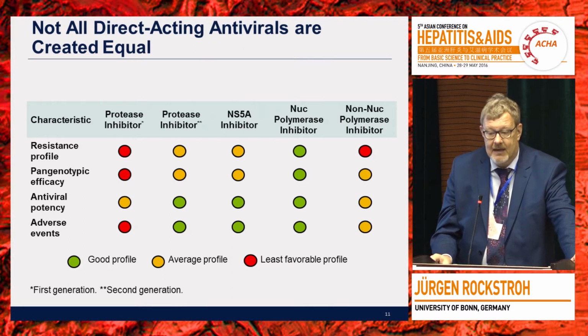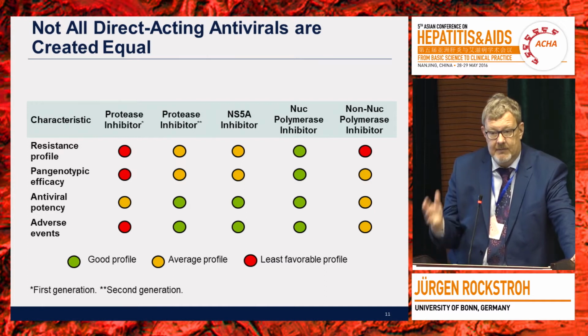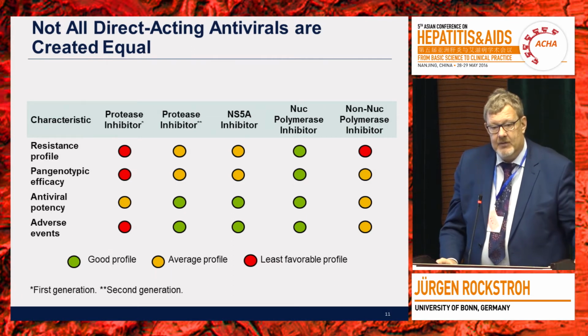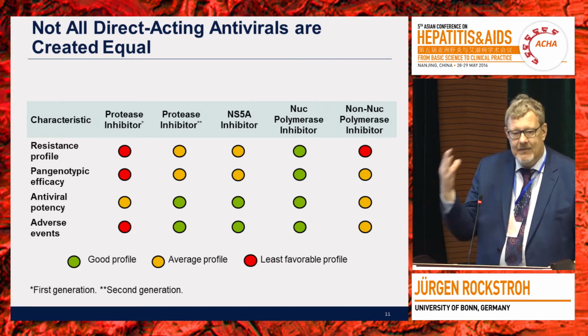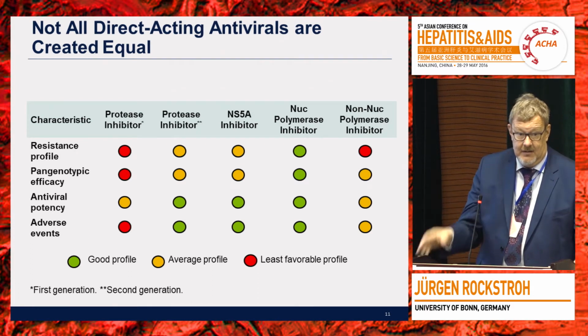Now, you have to separate between what we would call protease inhibitors of the first generation, which would be boceprevir, telaprevir, simeprevir, and protease inhibitors of the second generation. And remember that Jean-Michel has brought forward a definition. What is a real second generation drug? It's a drug which is active and works in the presence of mutations from a first generation drug.